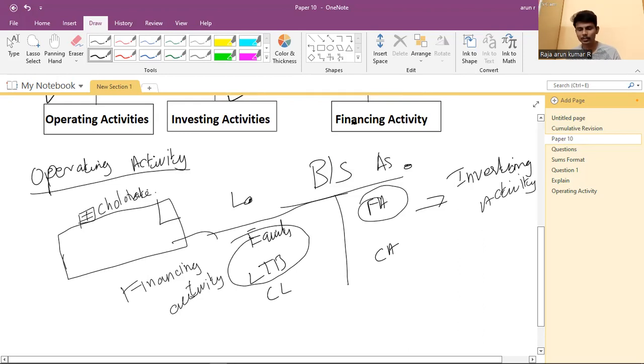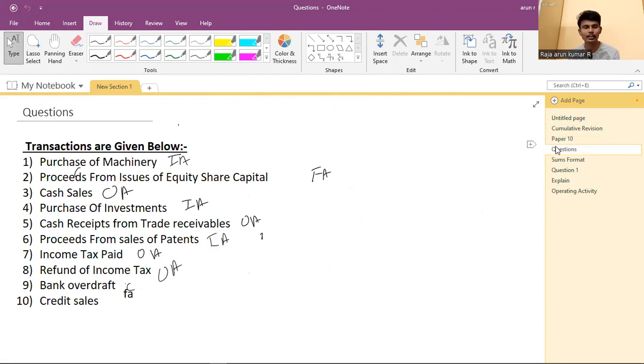Then I asked some questions in the second class, like if the question gives some transaction, how would you find out the activity? I gave some examples like that. Purchase of machinery is an investing activity. Proceeds from issue of equity share capital is a financing activity. Cash sales is an operating activity. Purchase of investment is an investing activity. Cash receipts from trade receivables, operating activity.